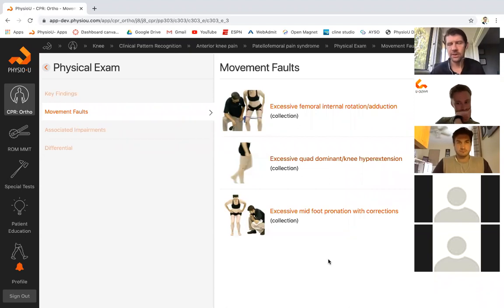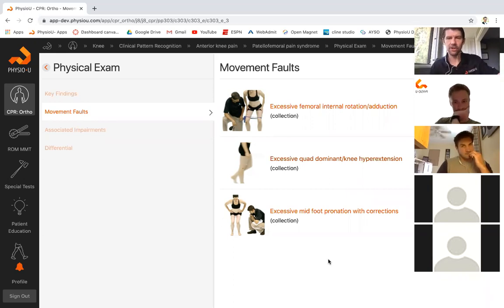So the question now is, how do you decide which one it is, right? We don't want to necessarily go around treating everybody for all 3 of these movement faults. How do you decide which one you think might be the biggest player in your patient with patellofemoral pain?